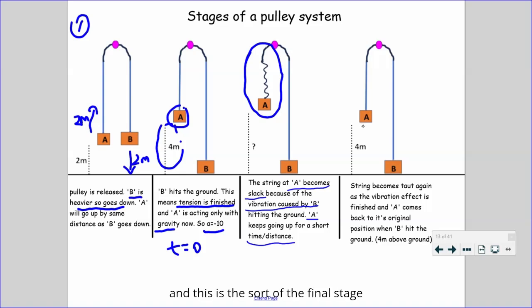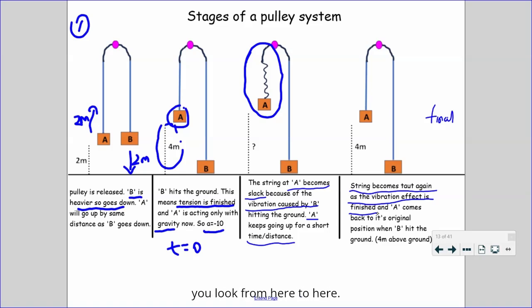Okay, and this is the final stage where the pulley has then stopped again. Okay, so your string becomes taut because the vibration effect is finished. Okay, and A comes back to its original position.